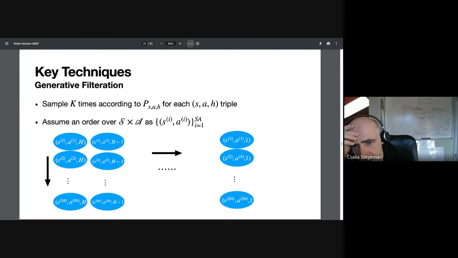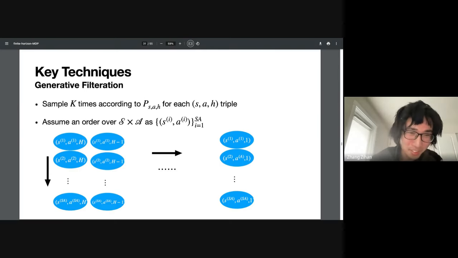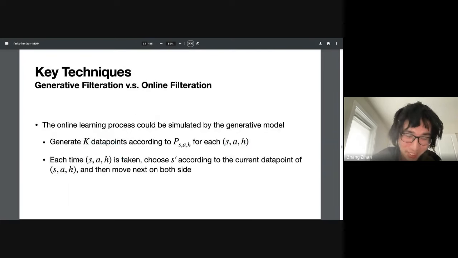Yeah, I understand that. But what's the deal with the random ordering that you assumed here? The second sentence says an order over SA. It doesn't have to be random. It's just an arbitrary ordering. Okay, sorry, I misunderstood the word random. It's an arbitrary ordering, and you're just listing them. Got it. Sorry, I totally misunderstood. I should have said it's an arbitrary order. All right.